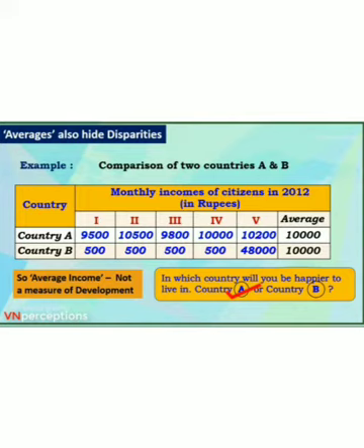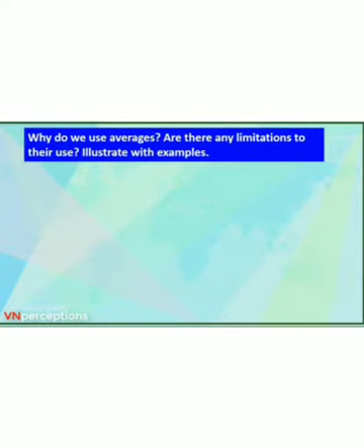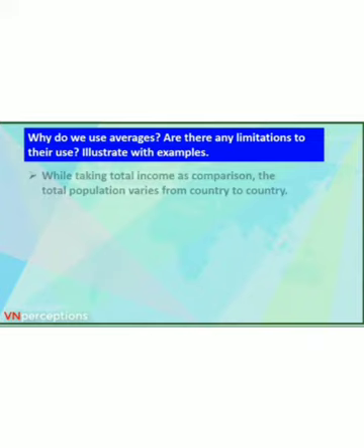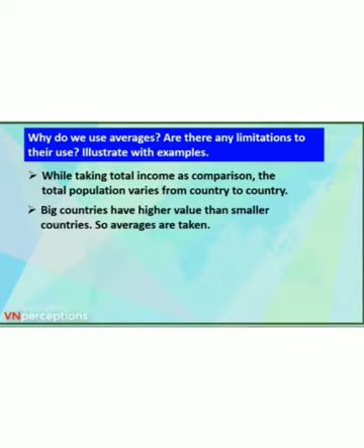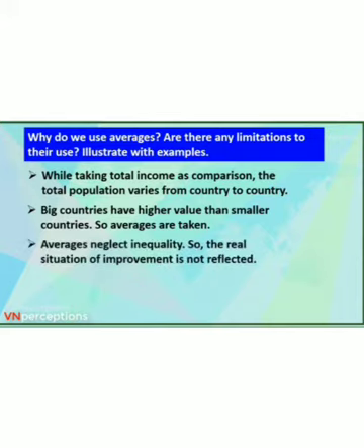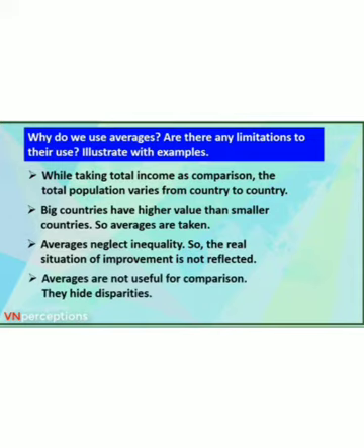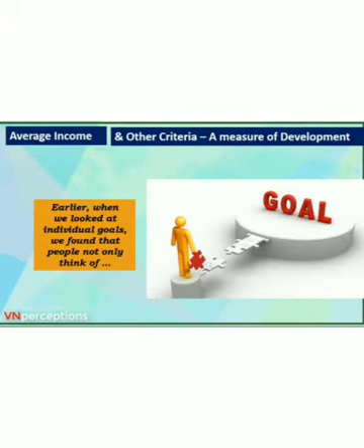So the question: why do we use averages? Are there any limitations to their use? Illustrate with an example. The answer is, while taking total income for comparison, the total population varies from country to country. The big countries have higher values than small countries, so averages are taken. Then what happens when averages are taken? Averages neglect inequality. So the real situation of improvement is not reflected. And that is why averages are not useful for comparison. They hide disparities.